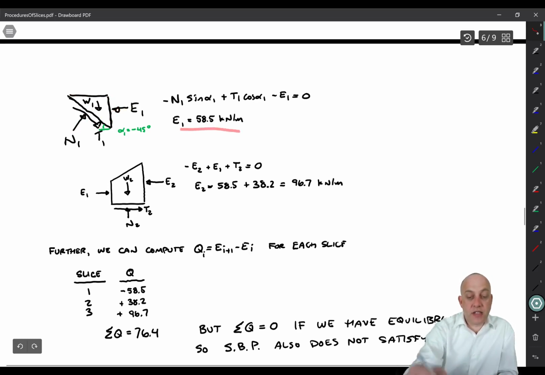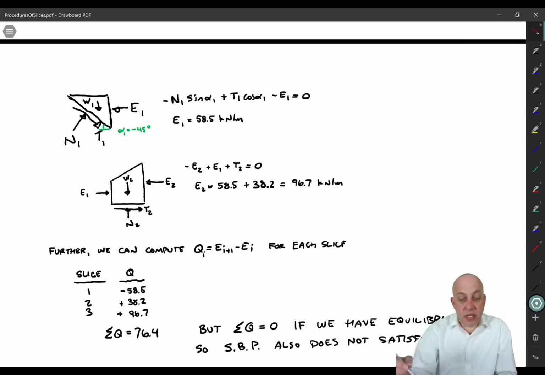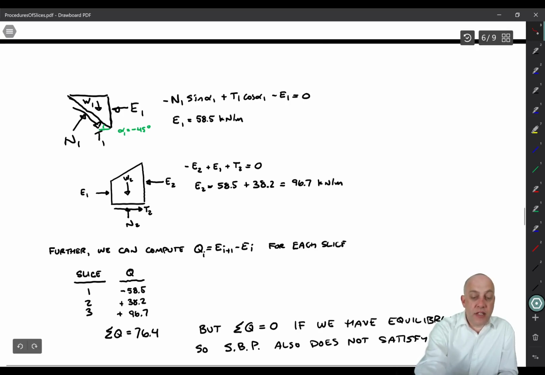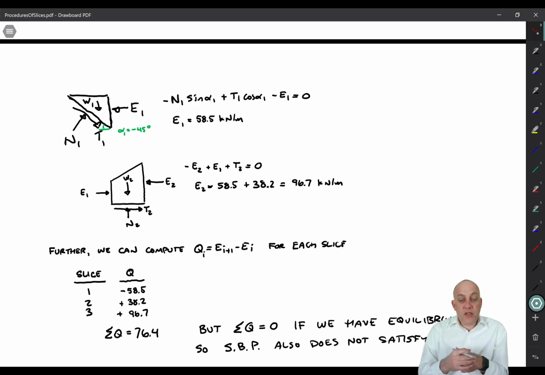So E1 comes out to be 58.5 kilonewtons per meter. Then we can move on to slice 2, and you have E1 acting horizontally here. Then we know W2, T2, and N2, and we can compute E2, and it comes out to be 96.7 kilonewtons per meter. So we've actually solved for the interslice forces here.